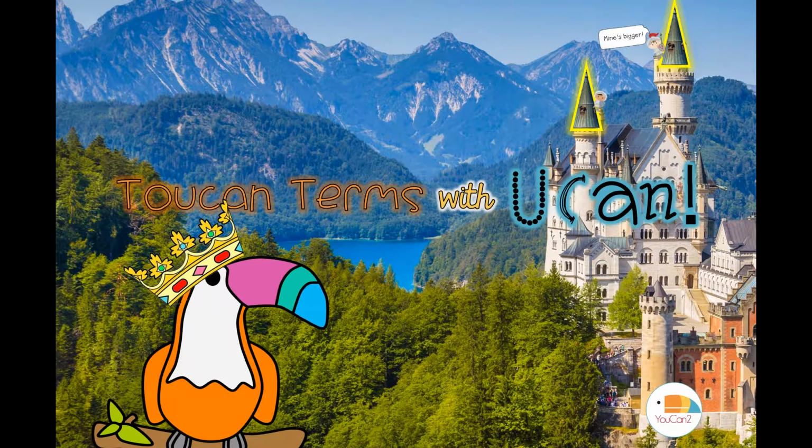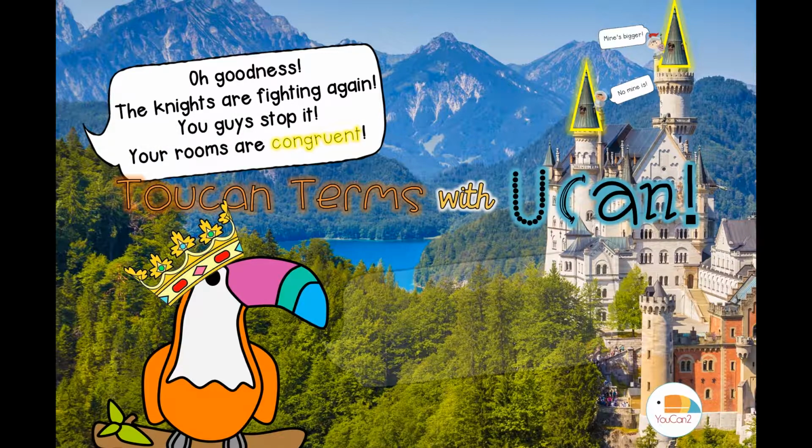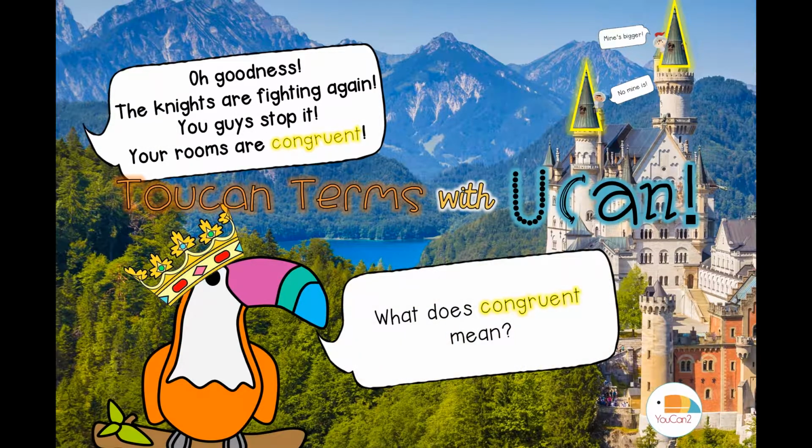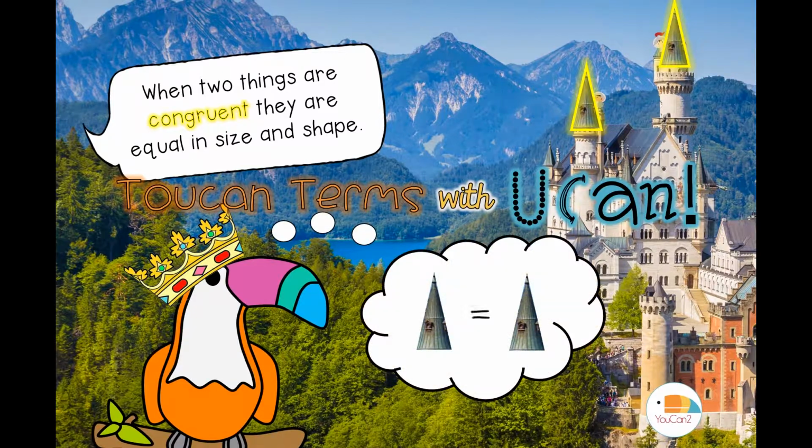Hey, Yukan, is it time for another Toucan term? Oh, the knights are fighting again? About what this time? Their bedrooms? Guys, stop it. Your rooms are congruent. Doesn't help, does it? They don't know what congruent means. Okay. When two things are congruent, they are equal in size and shape.